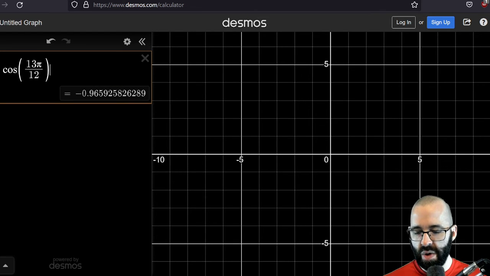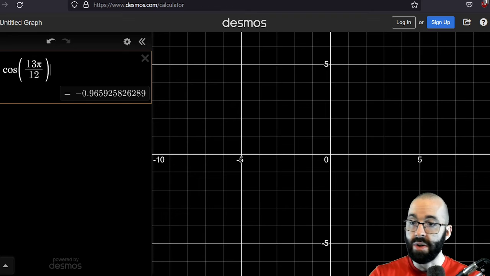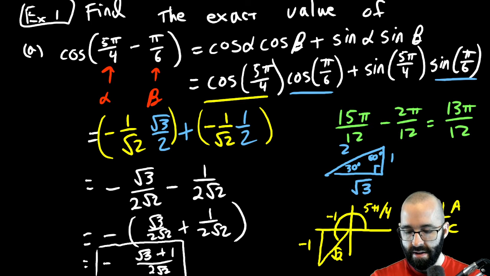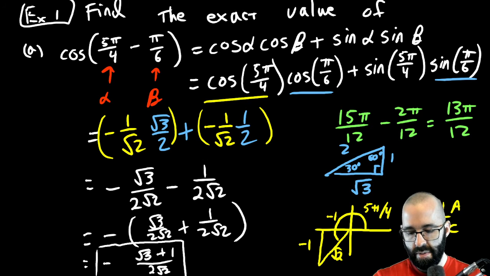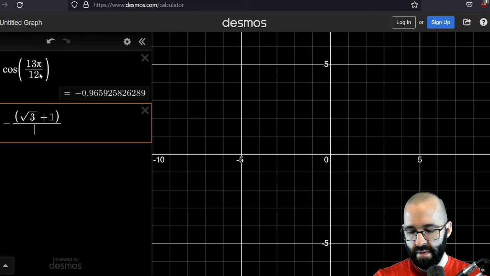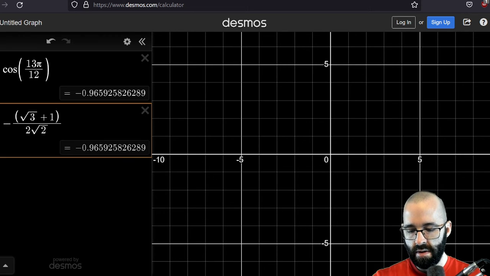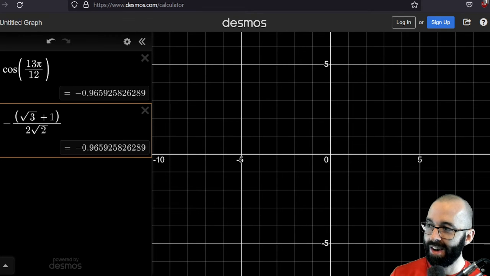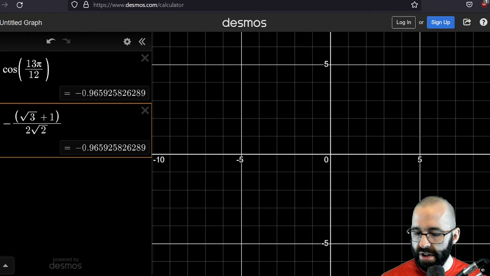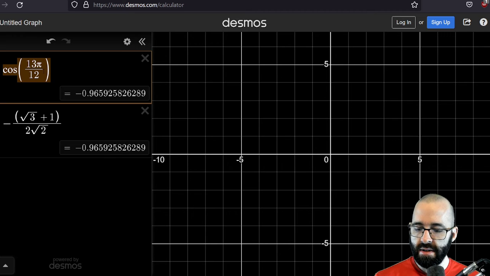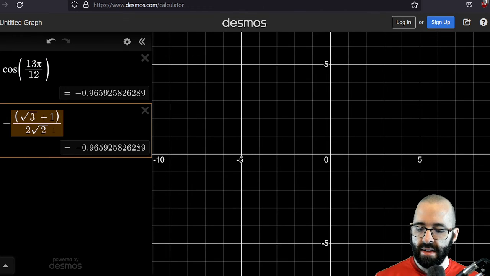It's about -0.97. Now, is that the same thing that we got? Negative square root of 3 plus 1 divided by 2 root 2. Oh, they're matching up. So you can use a calculator to get an approximation of the cosine, but this is the simplified exact answer.